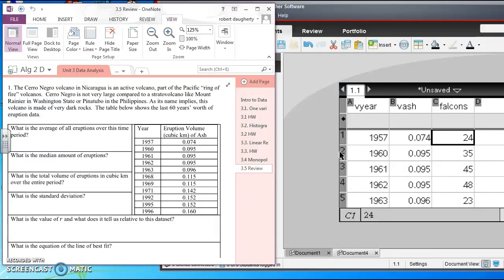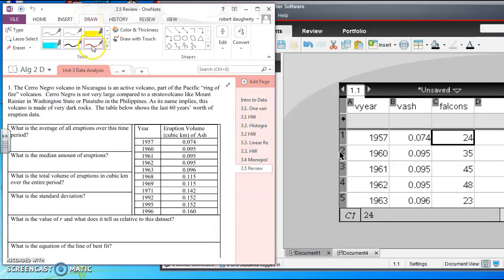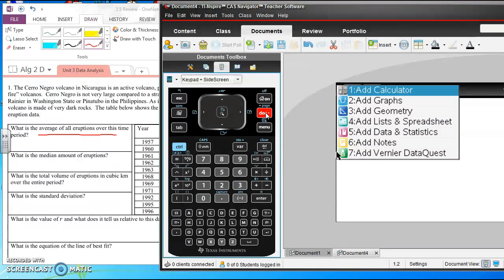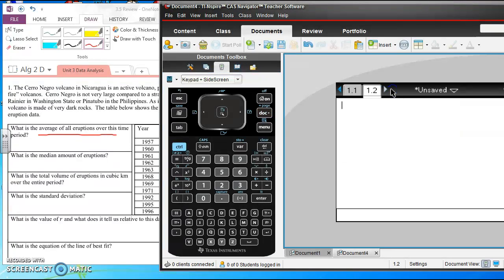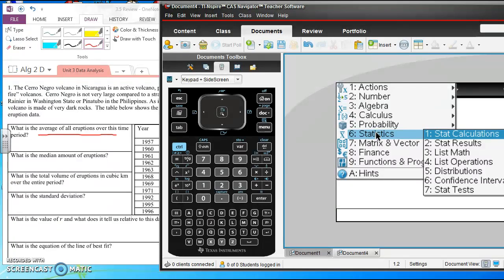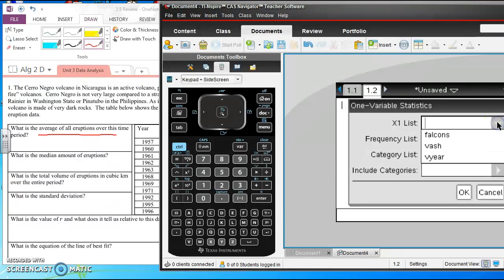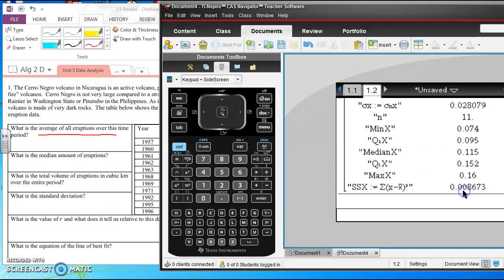So first question, what is the average of all eruptions? What I've already done is enter a spreadsheet with the years and the ash eruptions. And so now I just answer the questions. What's the average of all the eruptions over time? So this is one variable. Those are one variable statistics. So how do I get one variable statistics? Well, I would do that on my calculator, control document. I will add a calculator and I'm just going to say menu, statistics, stat calculations, one variable statistics. I've got one list, and that list is the ash eruptions, okay?